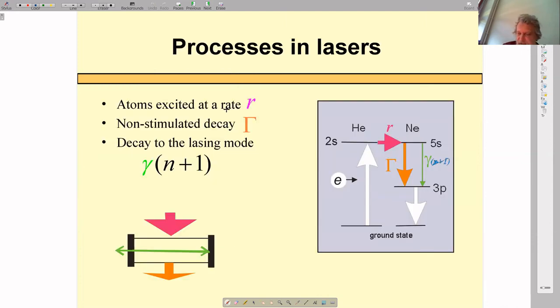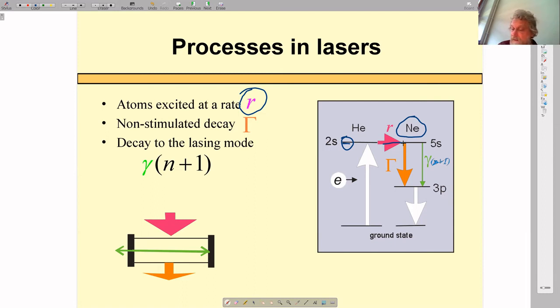Fine. Let us consider the processes in this laser. So with this electric discharge, atoms are excited at a certain rate, the number of atoms excited per second. What is specific for this helium-neon laser is that it's helium atoms which are predominantly excited by this discharge, and it's a very good match of an excited state of the helium atom and a certain excited state of the neon atom. And there are transitions, energy goes there, and there are transitions in neon atoms.